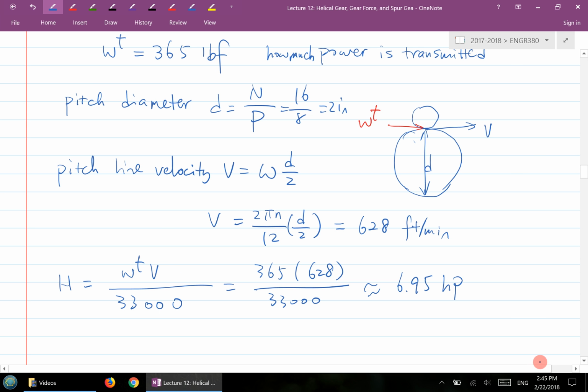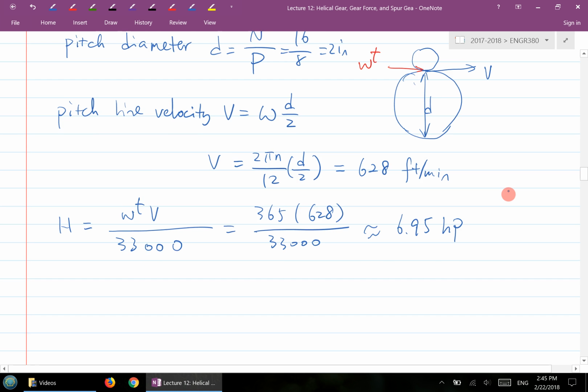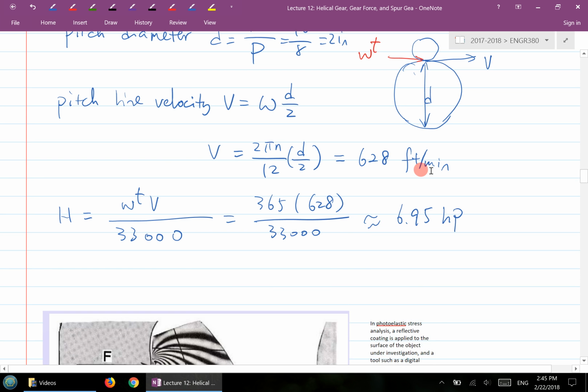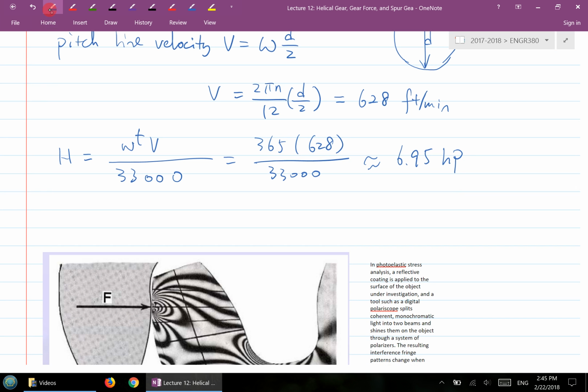So that's a simple example of this formula here, and I encourage you to memorize all of these things. Okay, so now let's take a look at the gear design issue. For the first one here, we're going to look at the spur gear design first.